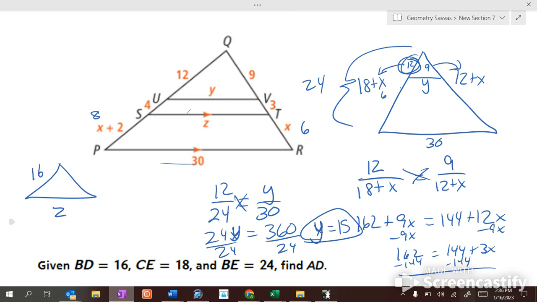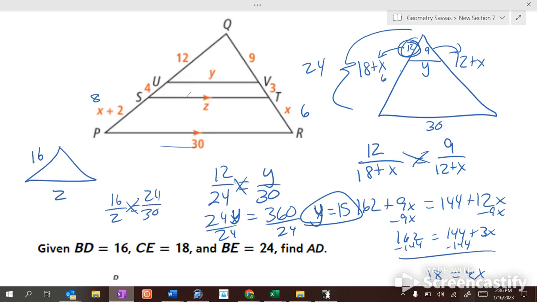This side's 16. We know the side is 64 for the big one, 24 for the big one. So I do just put 16 over z and 24 over 30 and just cross multiply again. Okay? So we can do that, right? It's just dividing up parts.